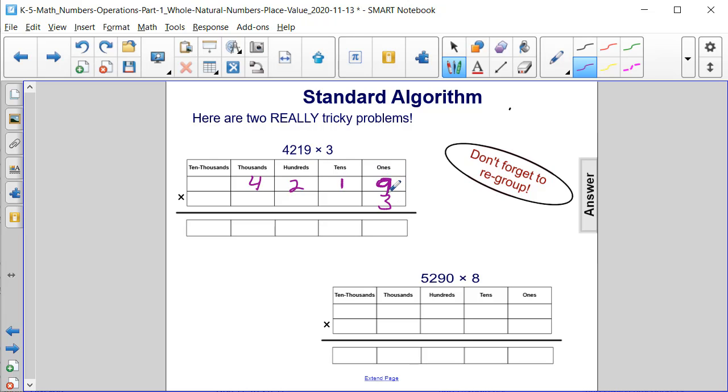The first step is to multiply 3 times 9, which is 27. Because this is the ones column, we're going to put the 7 down in the ones column, and we're going to carry the 2 over, the 2 that represents 20, into the tens column so that we can add it on later.